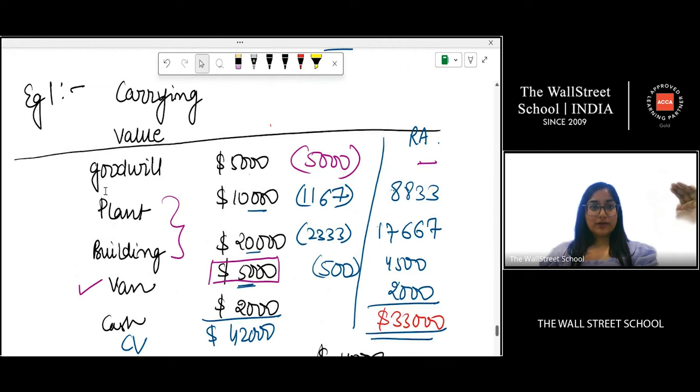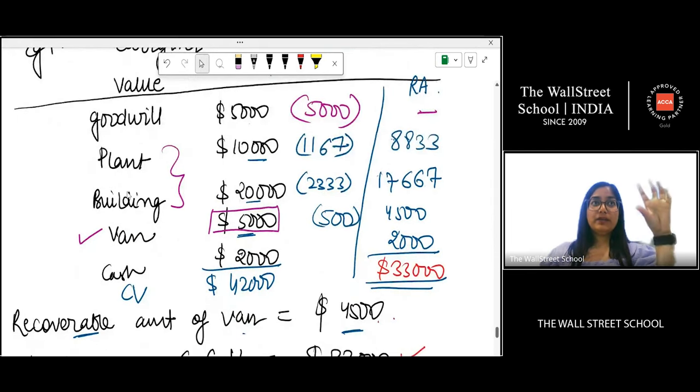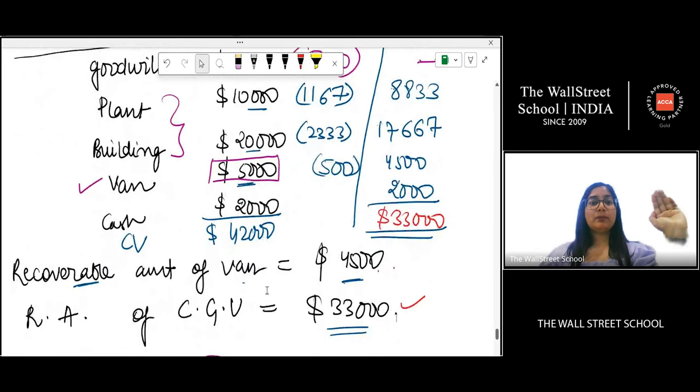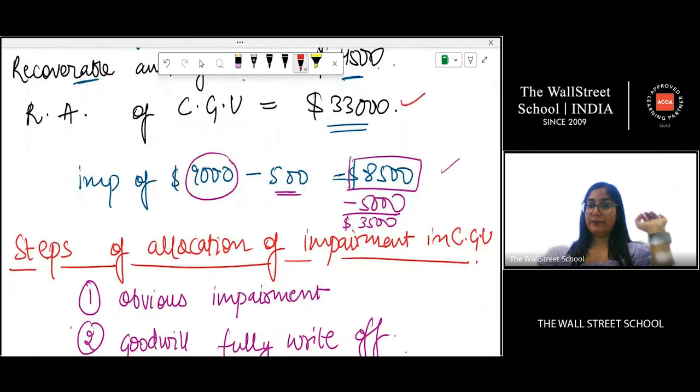तो when we started off with the question, what were we given? We were given the carrying value of the asset. ठीक है, देन हमें बोला रिकवरेबल अमाउंट वैन का इतना है और रिकवरेबल अमाउंट CGU का 33,000 है. ठीक है, तो हमारे कैरिंग वैल्यू टोटल क्या था CGU का? 42,000 and the recoverable amount was how much? 33,000. So that means there was an impairment of 9,000 that has happened.